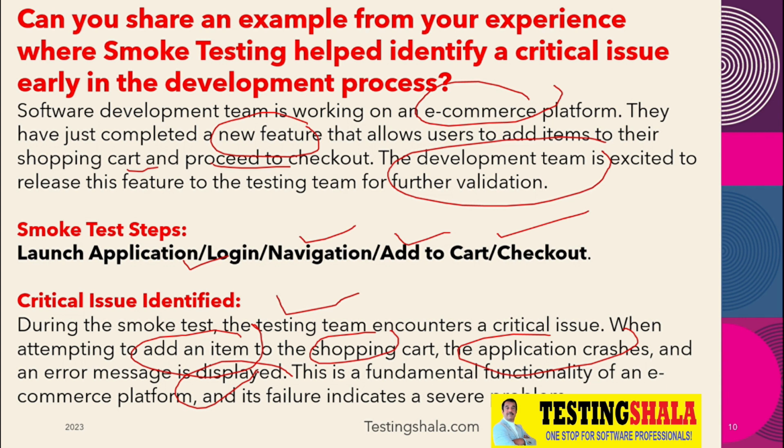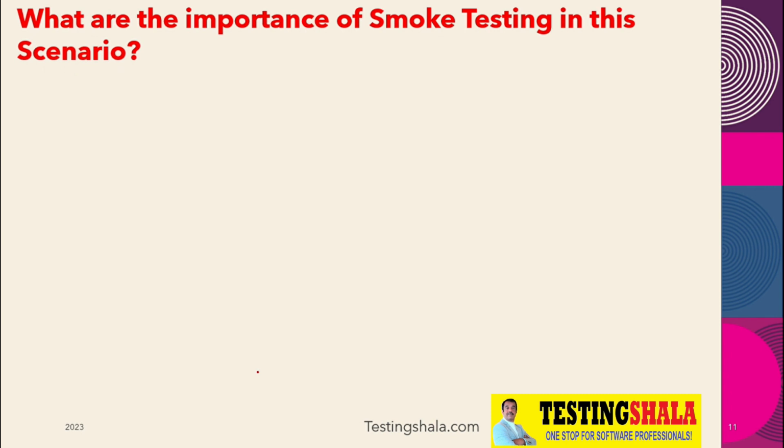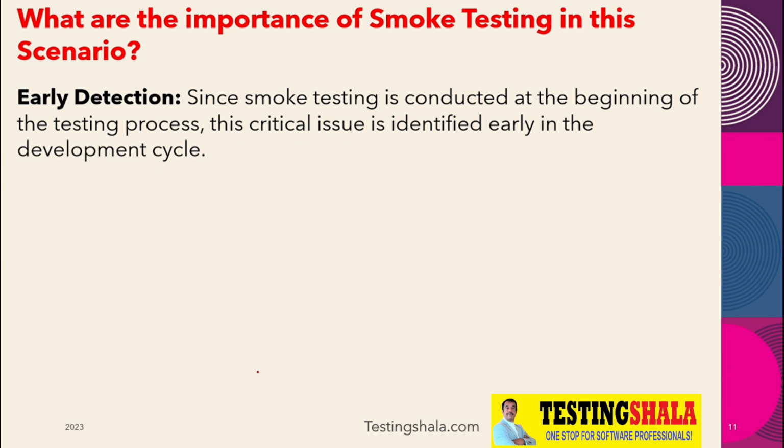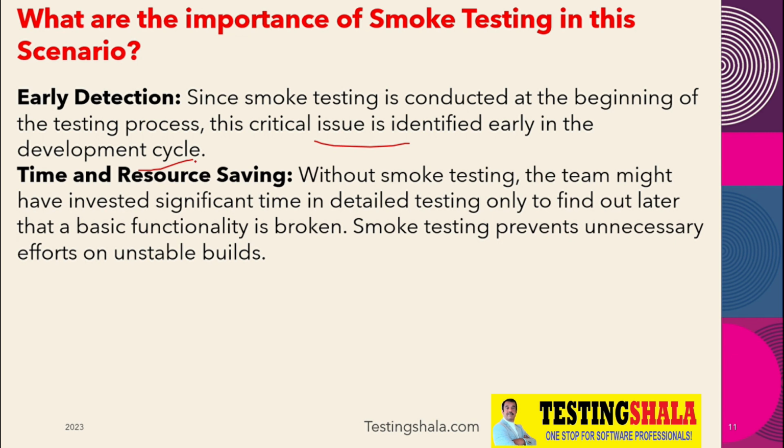And the next one is, what is the importance of smoke testing in this scenario? The first is early detection. Since smoke testing is conducted at the beginning of the testing phase, critical issues are identified early in the development cycle. The next one is time and resource saving. Without smoke testing, the team might have invested significant time in detailed testing only to find out later that basic functionality is completely broken. Smoke testing prevents unnecessary effort on unstable builds.